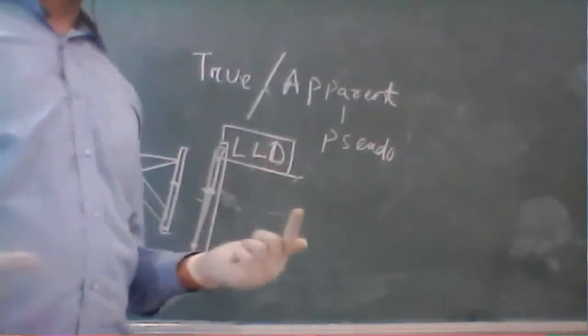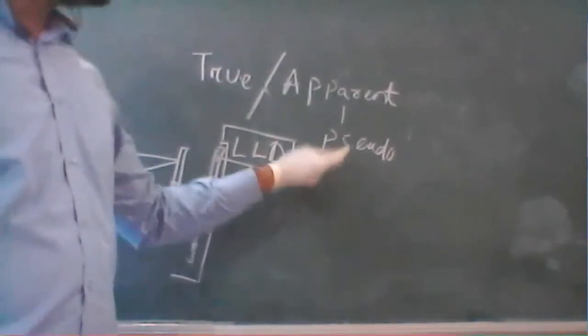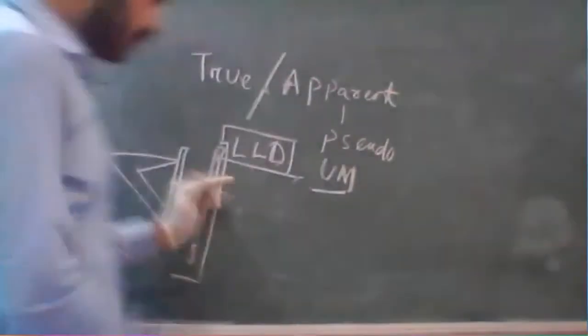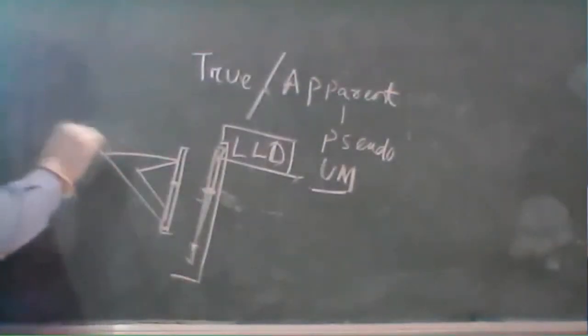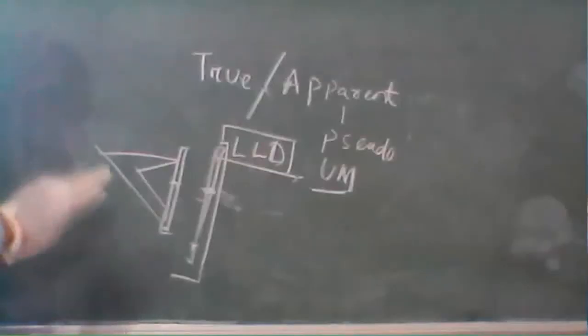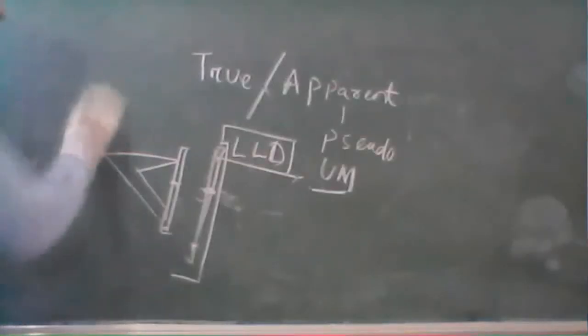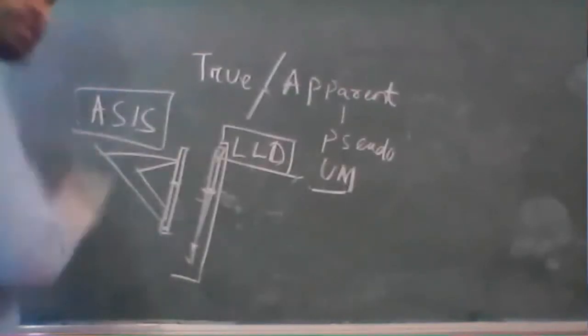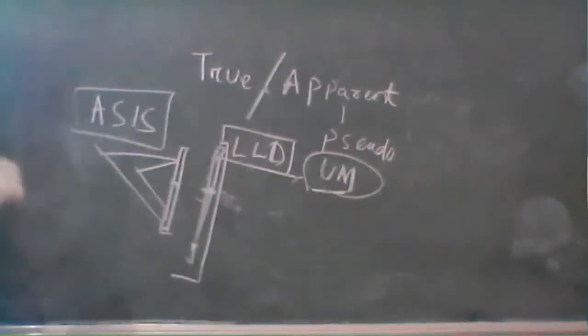For apparent shortening, you can take the measurement from the umbilicus. But for the true shortening, you take the measurement from where? ASIS. Okay, getting clear? So from the ASIS you measure the true shortening, and from the umbilicus you measure the pseudo, false or apparent shortening.